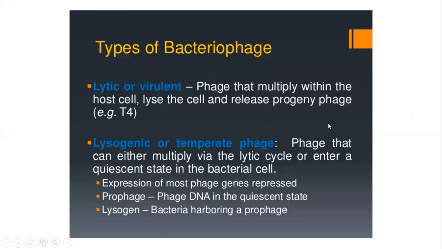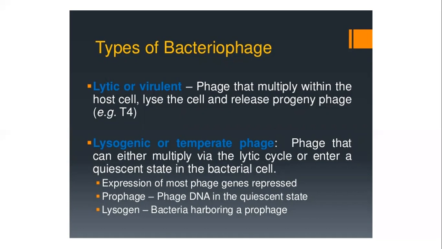Basically, there are two types of bacteriophages that infect the bacteria. The phage that infects the bacteria is known as the bacteriophage. There are two types. One is lytic or virulent, and another one is lysogenic or temperate phage. The virulent phages multiply within the host cell, lyse the cell and release progeny phage. For example, T4 and T7 are examples of lytic phage.